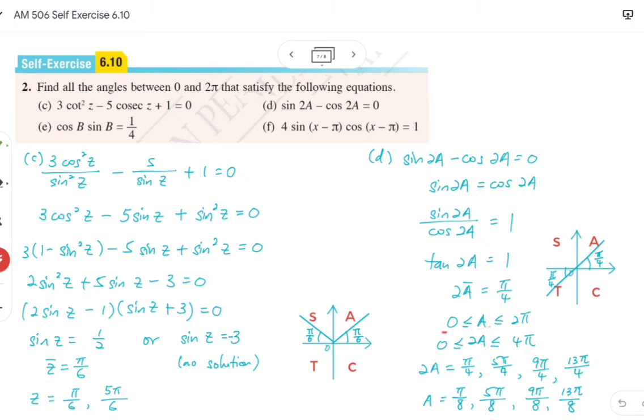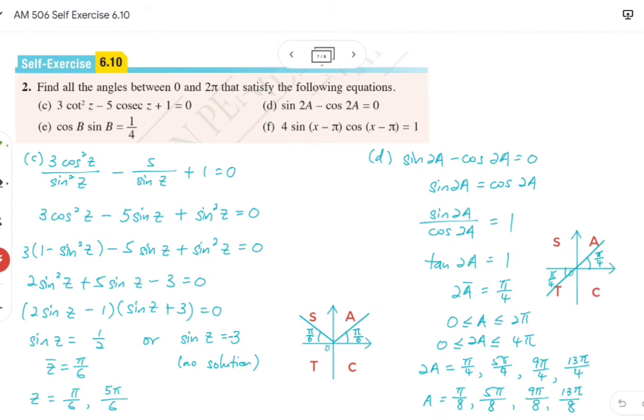Then, because of the 2a, we need to check the domain for 2a. Domain for a is from 0 to 2 pi. Therefore, 2a will be from 0 to 4 pi. So, the first angle, we have pi over 4. Second angle, we have pi plus pi over 4, which is 5 pi over 4. And then third angle, which is pi over 4 plus another 360 degrees, or plus another 2 pi, and we get 9 pi over 4. And the last angle will be 5 pi over 4 plus another 2 pi, so we get 13 pi over 4.